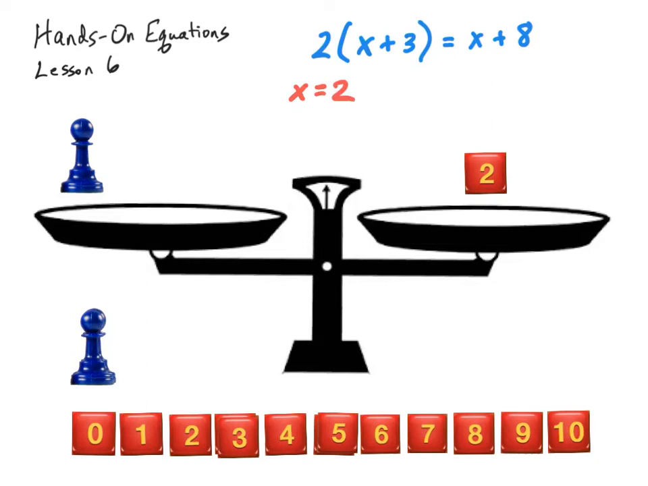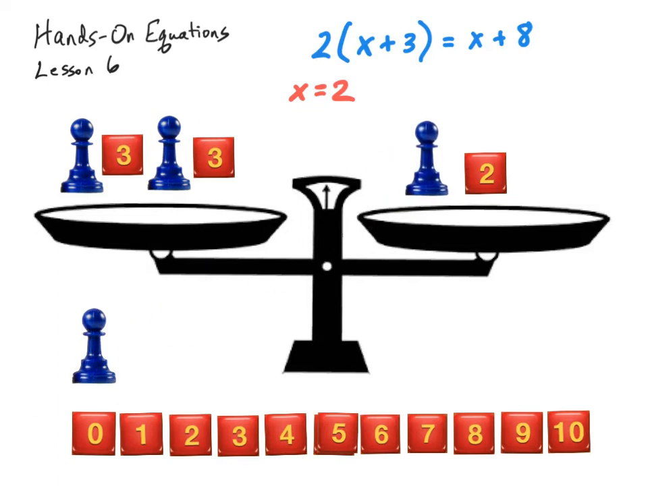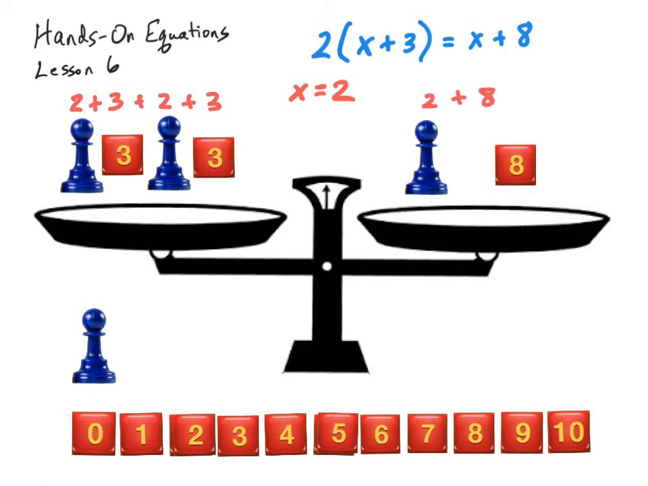We're going to set it back up to do our check. My original equation had x plus 3 twice. And then on the right-hand side, we had x plus 8. Anywhere I see an x, I'm going to put a value of 2. So I have 2 plus 3 plus 2 plus 3. And over here I have 2 plus 8.